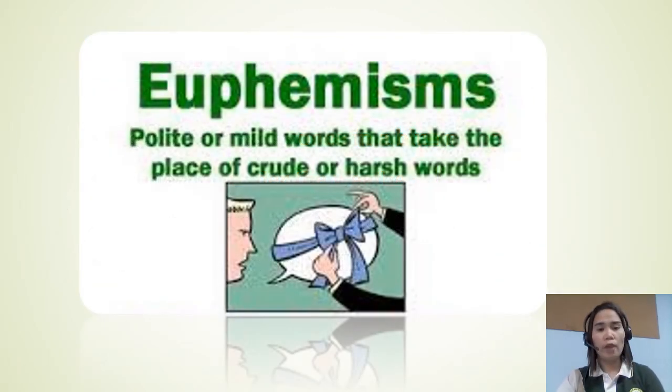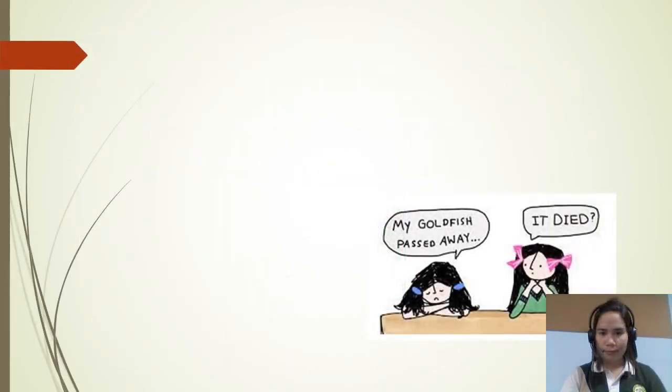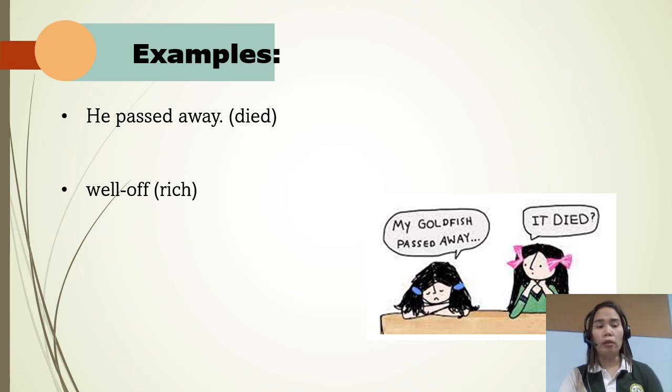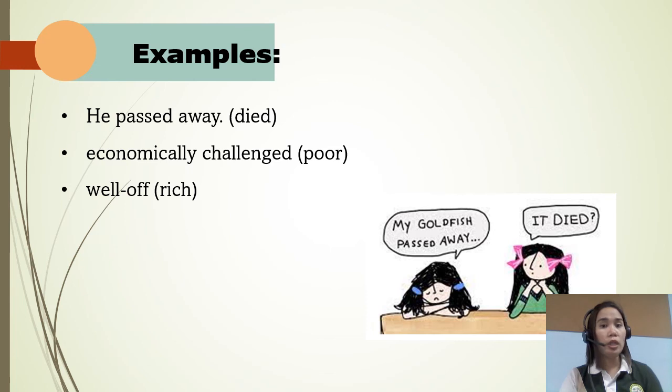So next we have euphemism. So it is a polite or mild word that takes the place of crude or harsh words. So the use of agreeable words to replace rude or offensive ones. Okay. And here are some examples of euphemisms. First, he passed away. It means he died. And well-off means rich. Economically challenged, it means poor.